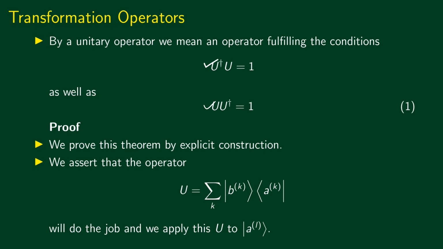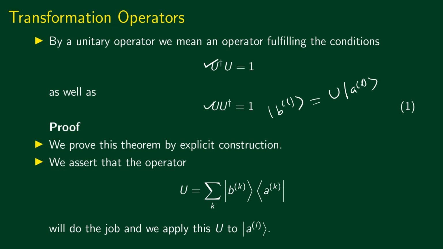We prove this theorem by explicit construction. What's the best way to prove this? To actually construct such an operator. If we construct such an operator that takes a ket from the old set to a ket from the new set, that means that it has to exist. So we prove this theorem by explicit construction, and I think it's easy to guess this construction. We can write U is equal to the sum over k of ket Bk bra Ak.